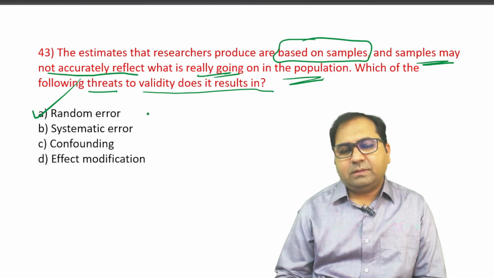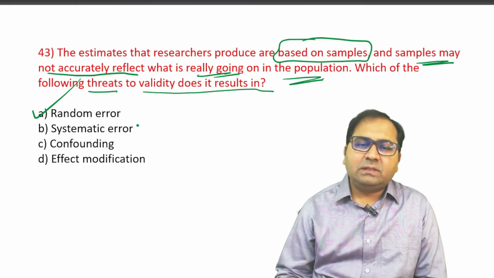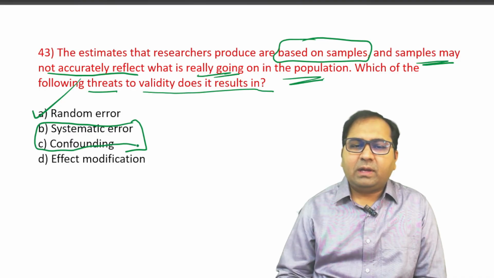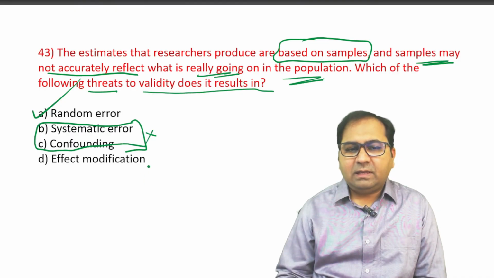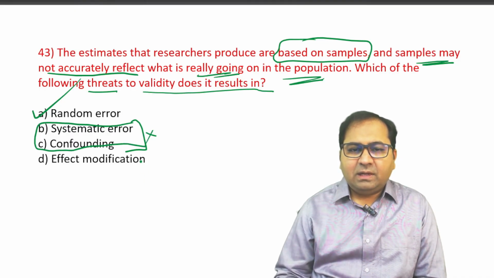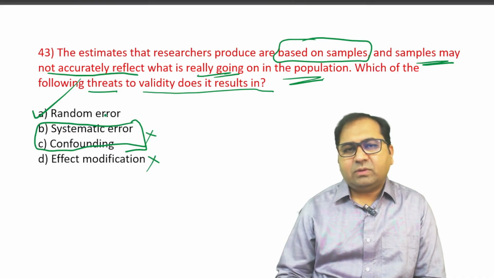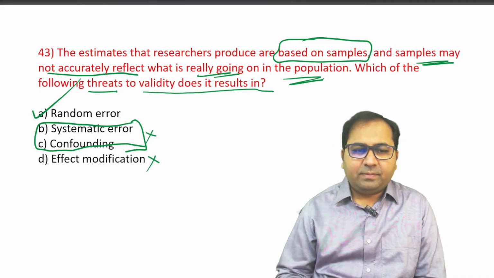Okay, please remember this point, because confounding and systematic error both are related to each other. So we have deleted them easily. Effect modification is opposite of confounding, so even this is not related. Therefore the answer for this question you can take in this way as random error.